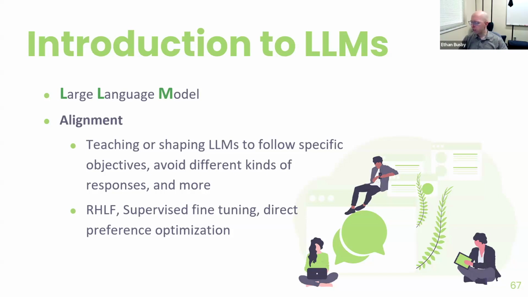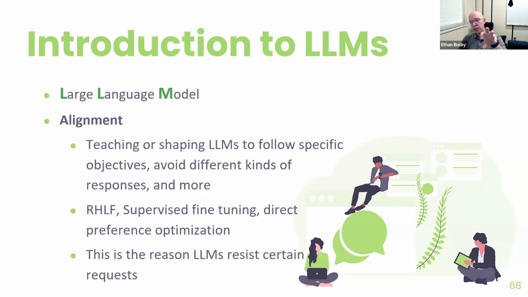I raise these terms not because we're going to use them a lot in this class, but because if you dig deeply into alignment or look into what goes into models and how they describe alignment, these are terms you're likely to encounter. This is the reason that large language models resist certain kinds of requests, why they don't directly answer every kind of statement. It's because there's been some process of alignment or constraint that's been put on top of the pre-training that then influences how the large language models behave.